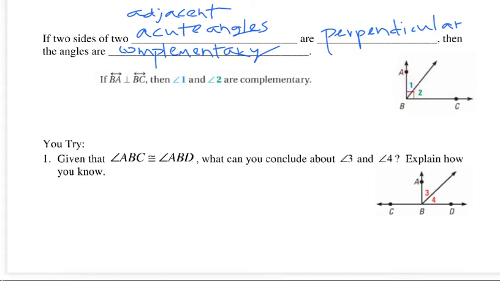So the next one, I want you to try this out. Knowing the different pieces that I've shared already, if we know that angle ABC is congruent to angle ABD, what can you say then about angle 3 and 4? Since I know that angle 3 and 4 are then going to be congruent to the other side, the only way that's going to happen is if they are perpendicular. So AB is perpendicular to CD, but that's not saying anything about the angles. The angles themselves are going to be complementary.